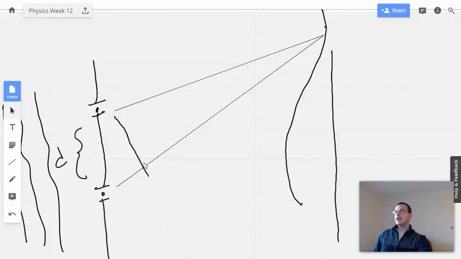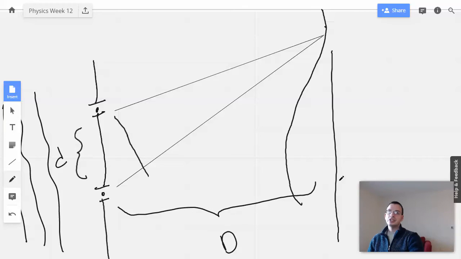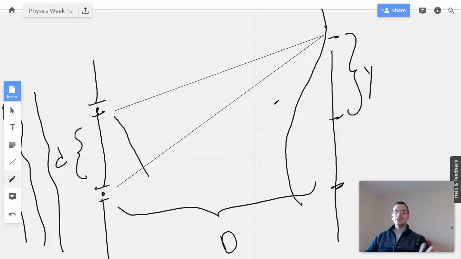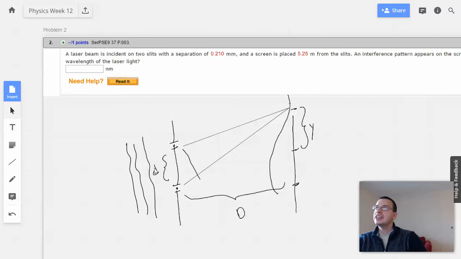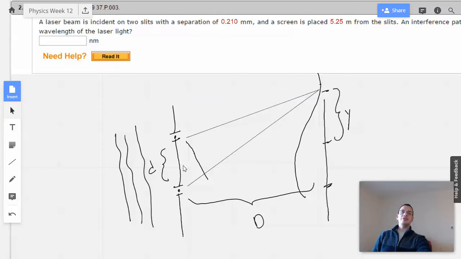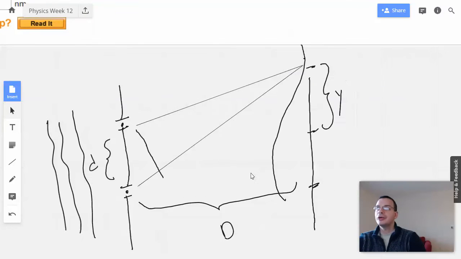we want to find out how much longer this actually is. Here we're going to have a distance. We're going to call this big D, the distance. We're going to have another distance, which we're going to call y. This will be the distance from the center. Now this is not drawn to scale because D is like 5.25 meters, and d is like 0.21 millimeters. That's like a 10,000 difference. It's a big difference, so this is not drawn to scale.